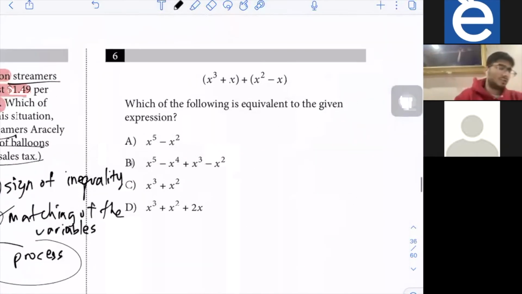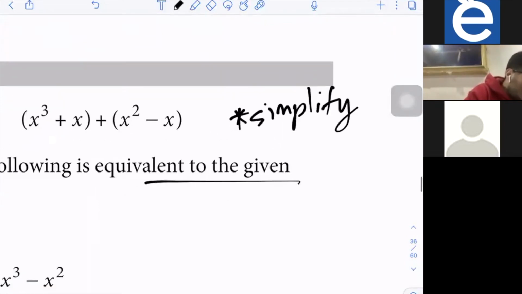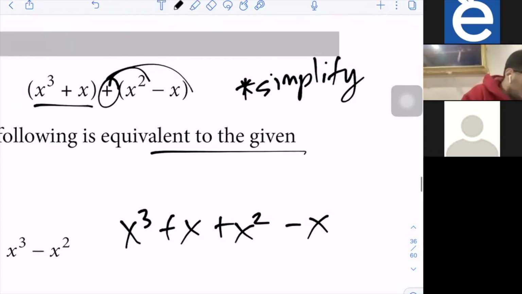Sorry, let's go back to question 6. Which of the following is equivalent to the given expression? So this is basically asking us to simplify the given expression. So we do x cubed plus x, and then we have to distribute the positive sign to both terms. So you get plus x squared, and then plus minus is minus x, and you just combine like terms.